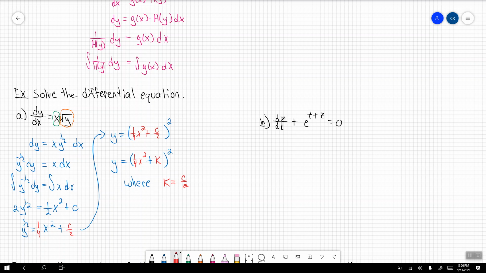Great. So let's go ahead and give the second one a shot. Let's go with part B. And so again, this is my solution. In part B, we have that the differential dz divided by dt, or dz dt, plus e to the power of t plus z is equal to 0. Well, what we can do here is dz dt is equal to negative e to the power of t plus z.